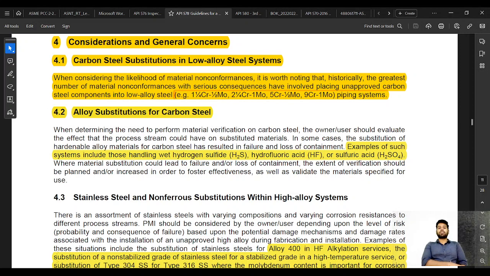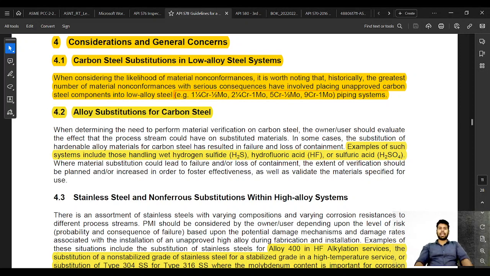Carbon steel substitution in low alloy steel systems. When considering the likelihood of material non-conformances, it is worth noting that historically the greatest number of material non-conformances with serious consequences have involved placing unapproved carbon steel components into low alloy steel piping systems. So when you substitute carbon steel for low alloy steels, in most of the scenarios, most of the damage has happened.